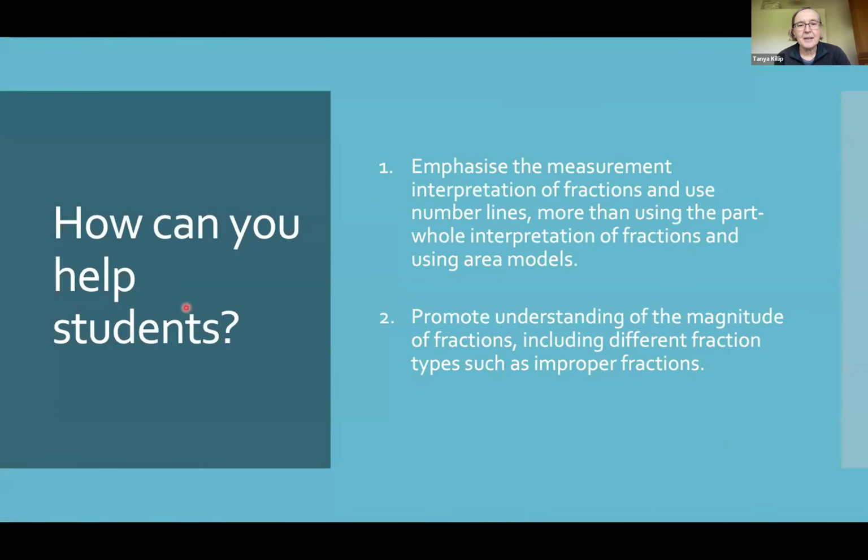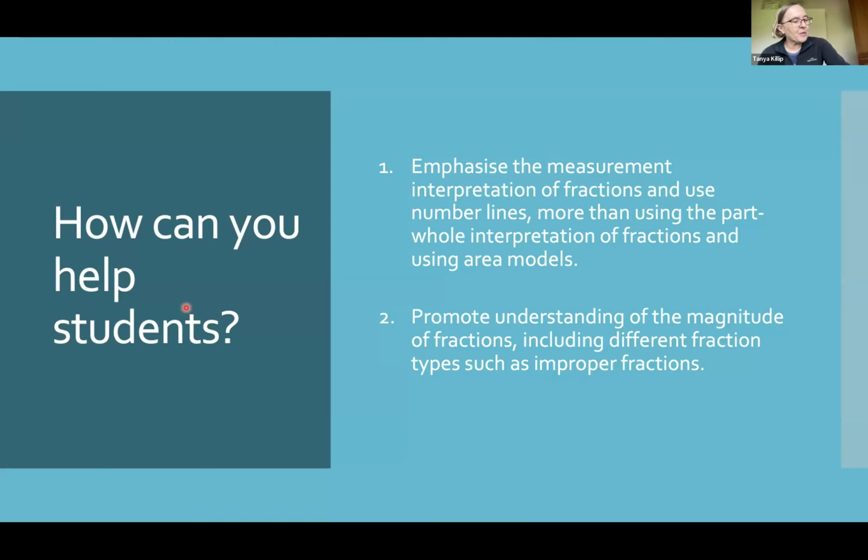Okay, so how can we help students? So in summary, by getting them to develop a good understanding of fractions by emphasizing the measurement interpretation of fractions over the part-whole interpretation, and also using lots of number lines, and more number lines than area models. Also, we can work to improve students' understanding of fraction magnitude by using the kind of methods that we've just talked about, including getting them to place fractions on unmarked number lines.